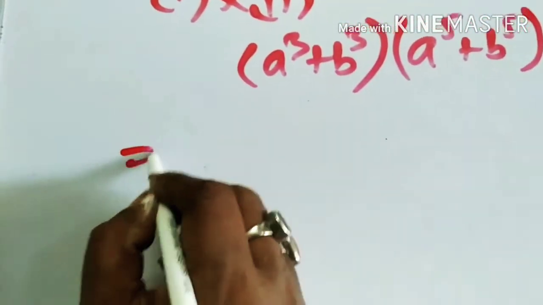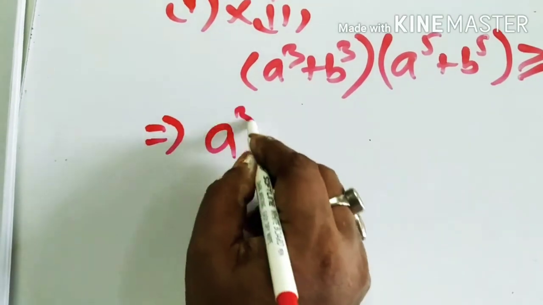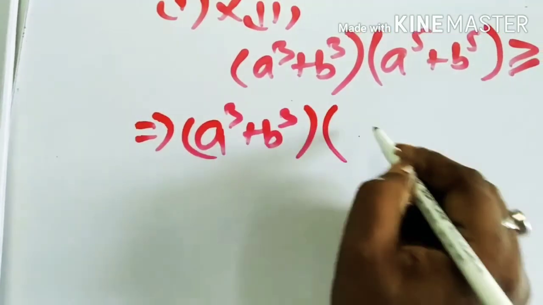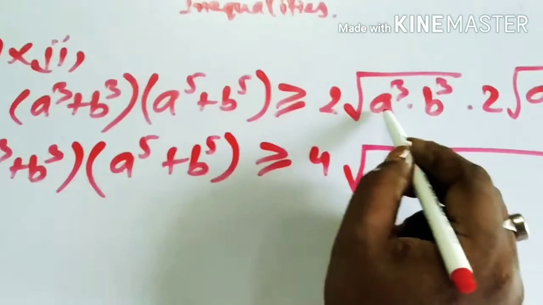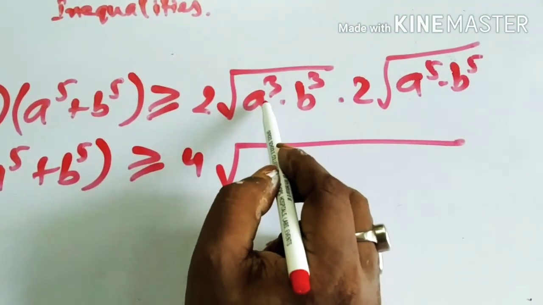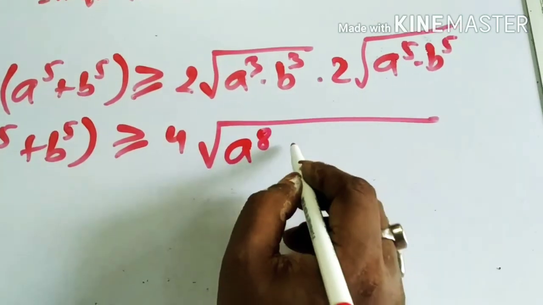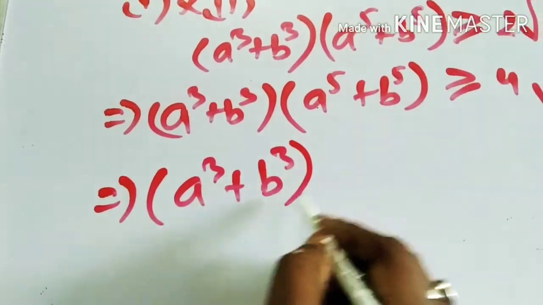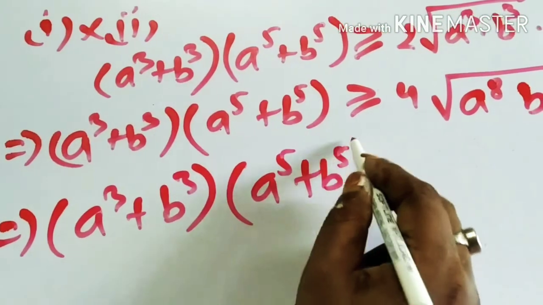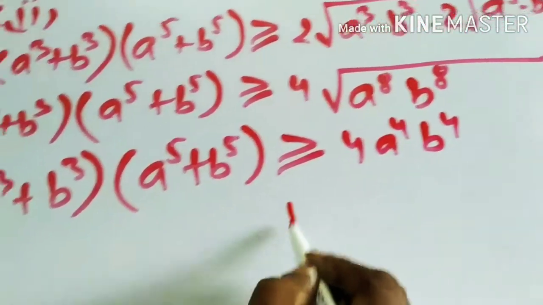Now again, (a³ + b³)(a⁵ + b⁵) ≥ 4√. Here a³ into a⁵ will be a⁸, and b³ into b⁵ will be b⁸. So (a³ + b³)(a⁵ + b⁵) ≥ 4. This will be how much? a⁴b⁴. This is proved.